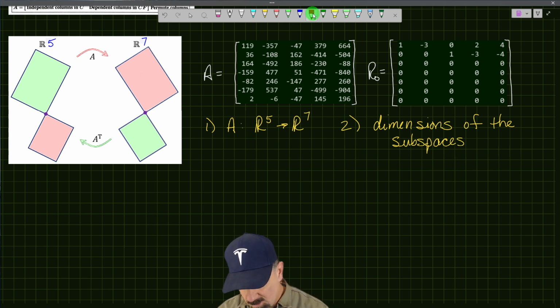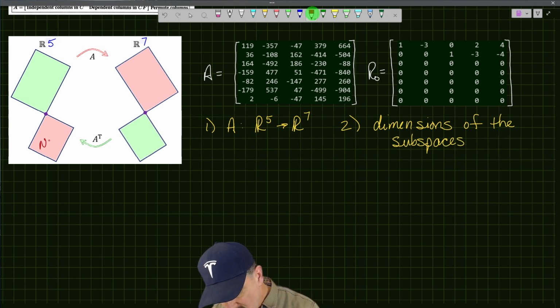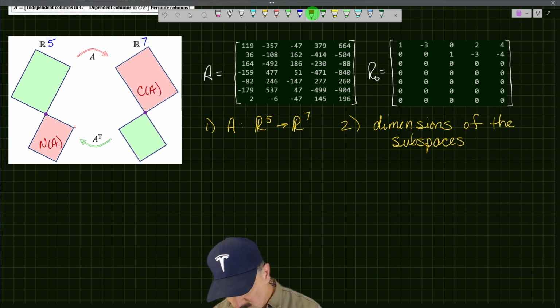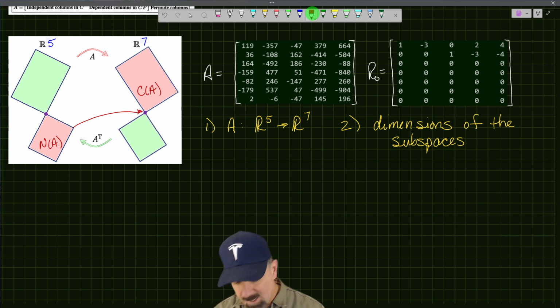Before we make that note, though, let's review. The red, remember, is associated with the matrix A. I have the null space of A on one side, and I have the column space of A on the other. So the null space, you remember, that's all the vectors that get mapped over here to 0.